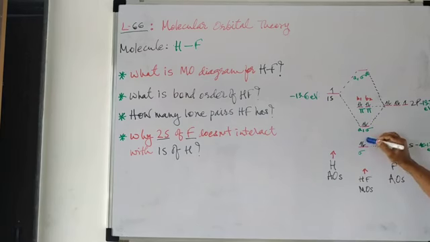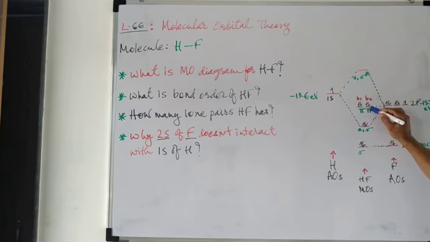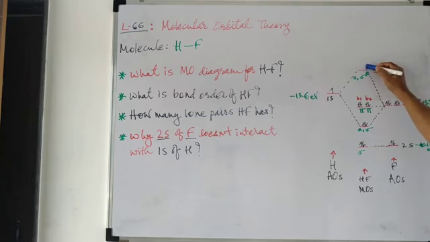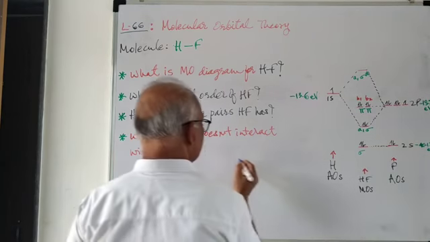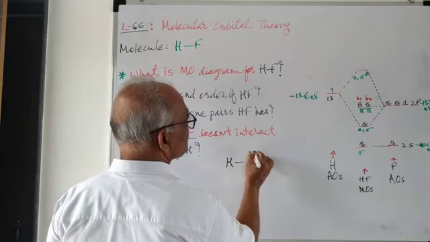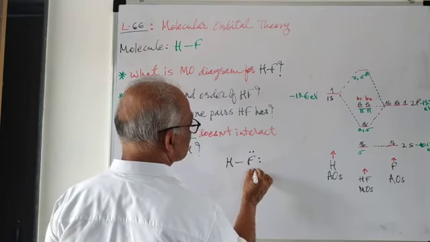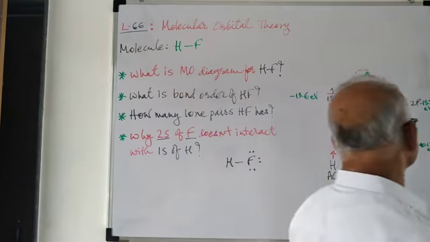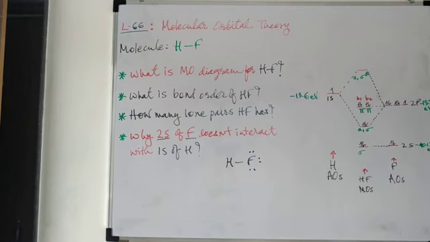So fluorine has this one and these two, that is three lone pairs, and one bond pair and no antibonding molecular orbital. Therefore the molecule HF has three lone pairs and one bond pair. So the structure of HF is like this. We can have the explanation of molecular orbital in this way.